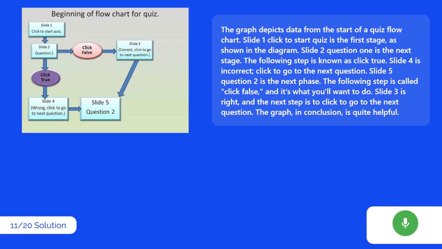Slide 4 is incorrect, click to go to the next question. Slide 5, question 2, is the next phase. The following step is called click false, and it's what you'll want to do. Slide 3 is right, and the next step is to click to go to the next question. The graph, in conclusion, is quite helpful.